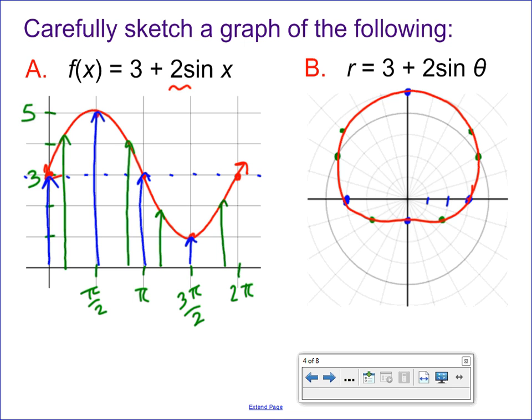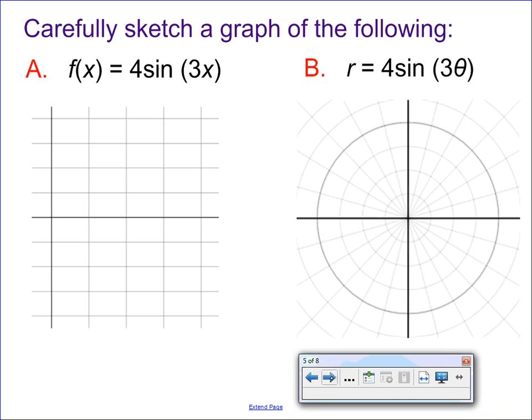Awesome. Pretty little graph. Questions about our 3 plus sine, our 2 sine data? Okay. Let's switch gears and get to what we should have.